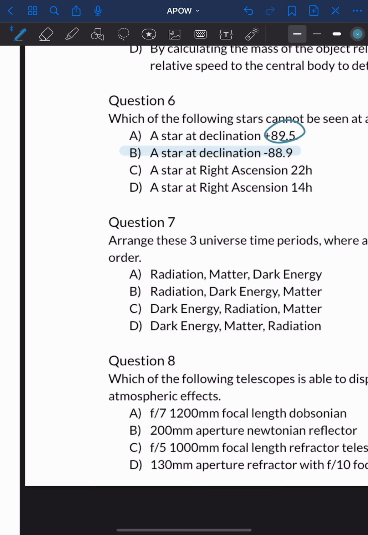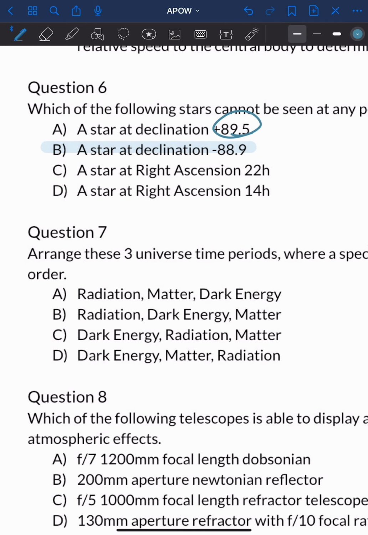And for question 7, this is another general knowledge question. In fact, it's a cosmology question. Simply put, the answer is just A, because it's the chronology of the universe. There's not much to say.